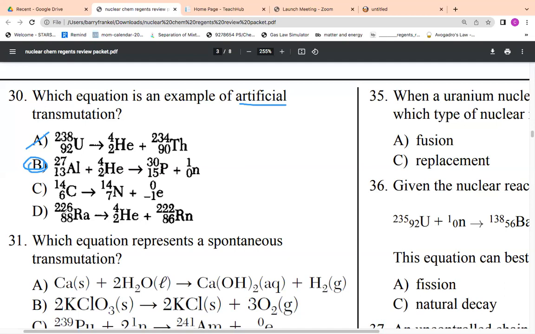Okay, but let's just go through the other ones. Again, in C, we also see another type of natural transmutation. This is beta decay. This one doesn't count. And another alpha decay. Again, doesn't count. Alpha decay, beta decay, and gamma are all natural.